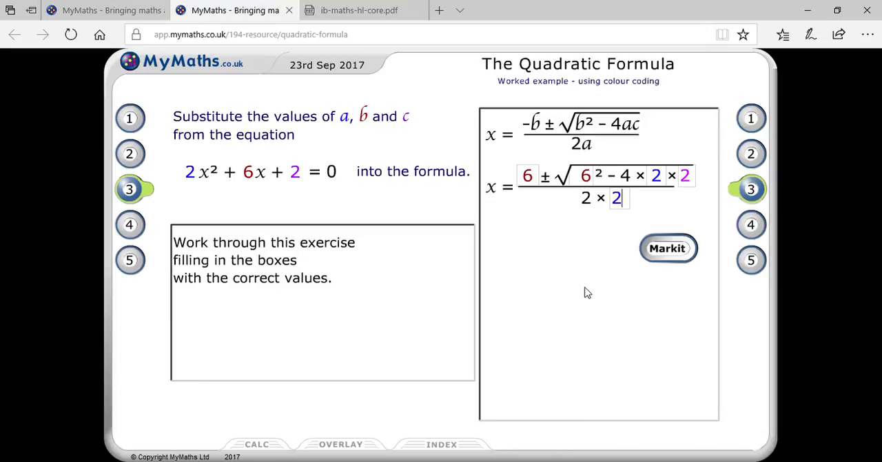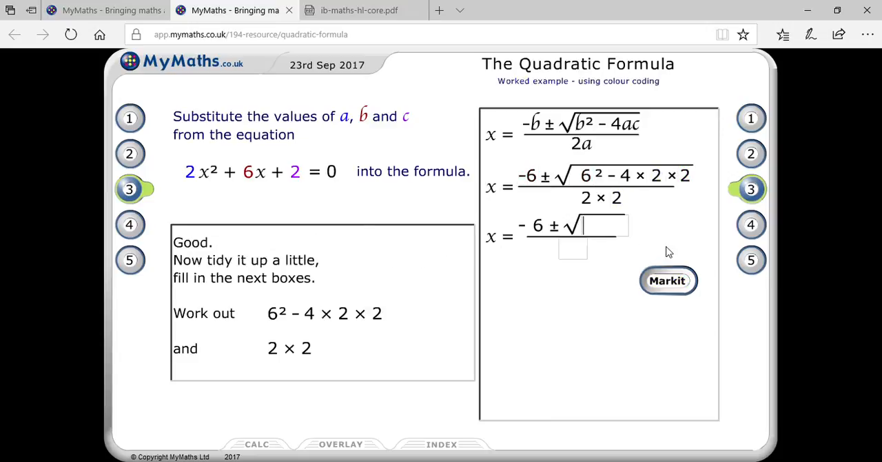Okay, so we have to plug in the values over there. The formula started off with 2x squared plus 6x, so b is plus 6, and so it will be minus b, yes. That's right. Here it will be minus b, minus 6.